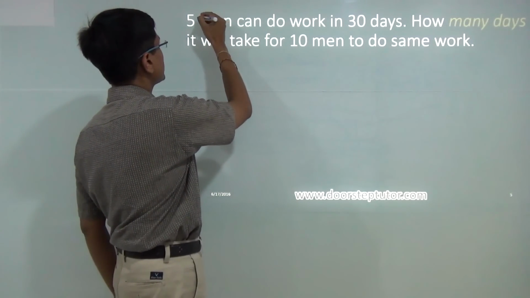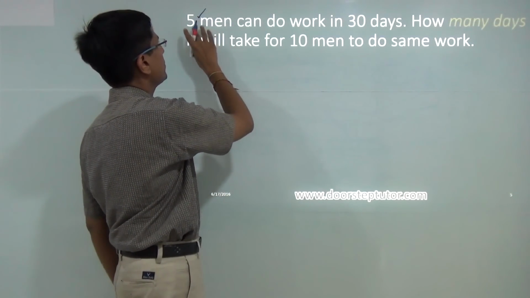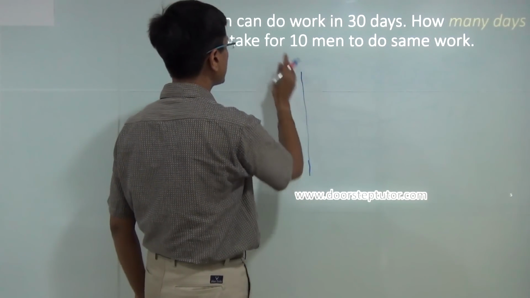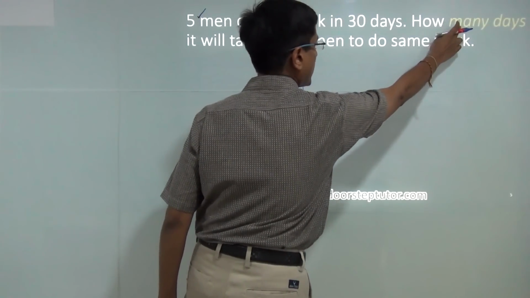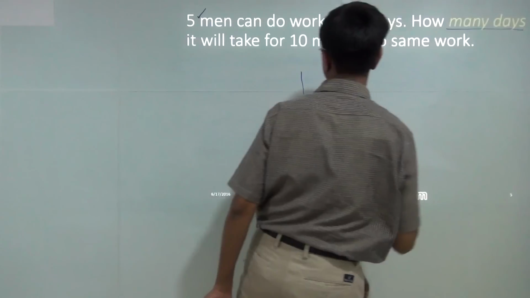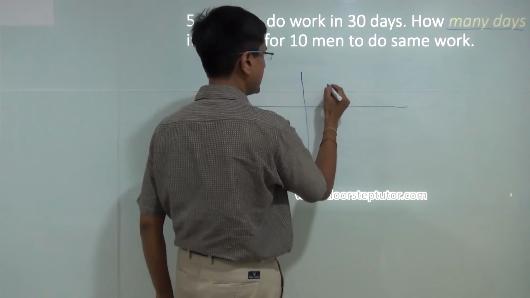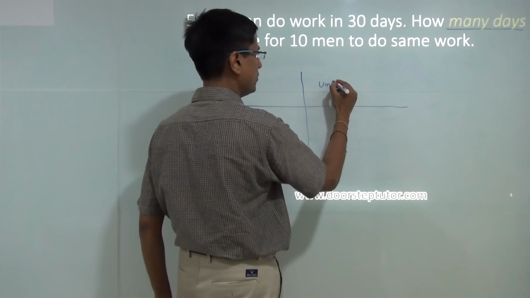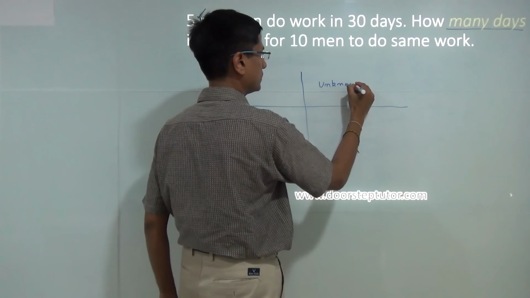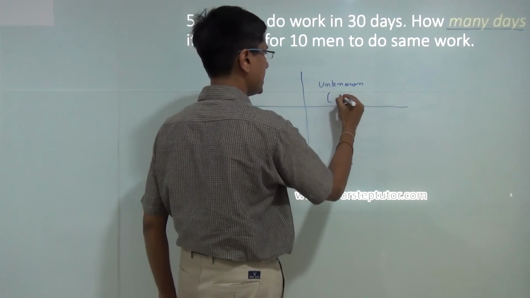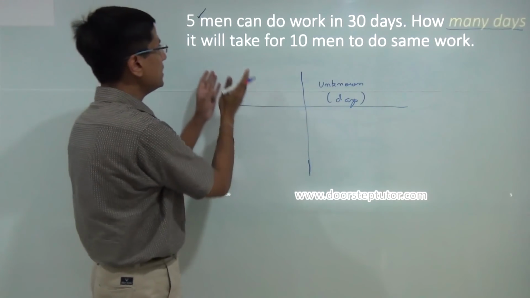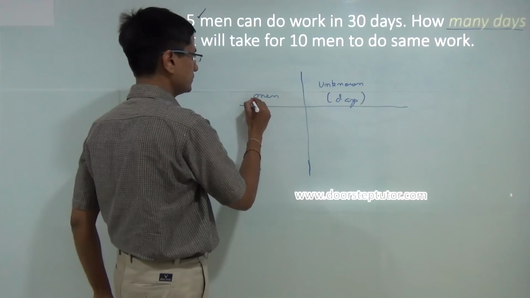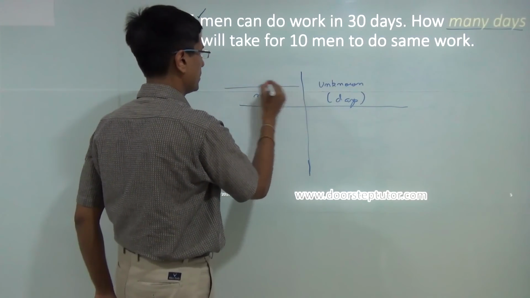So the question asks us to find a relationship between men and number of days. So it has 2 variables, men and days. My unknown is the number of days. So my unknown I write here. Just carefully look at this and you will understand what I am doing. Unknown, I write here. This is days. The known variable in this case is men. So I write it here. This is the known variable. Okay, so these are my variables.